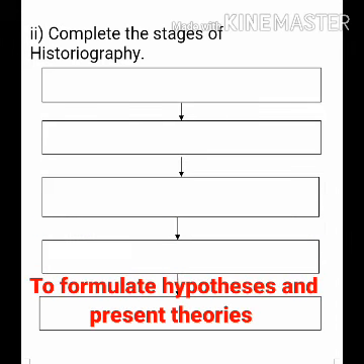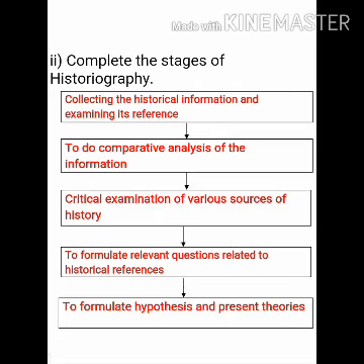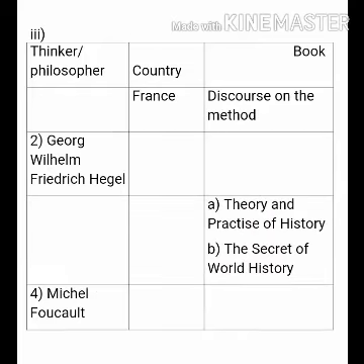Fifth box is to formulate hypotheses and present theories. That means to come to the conclusion. So now note down the second web answers in your worksheet. Third one is complete the table. And this table is classified into 3 parts.